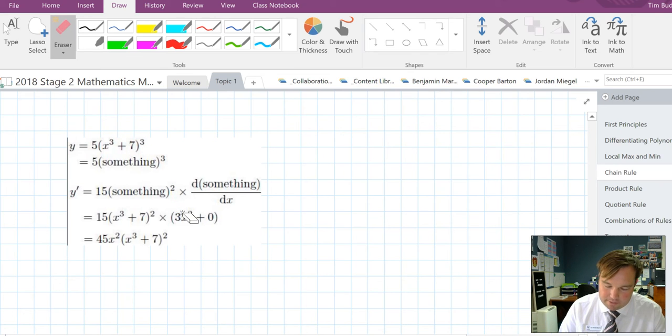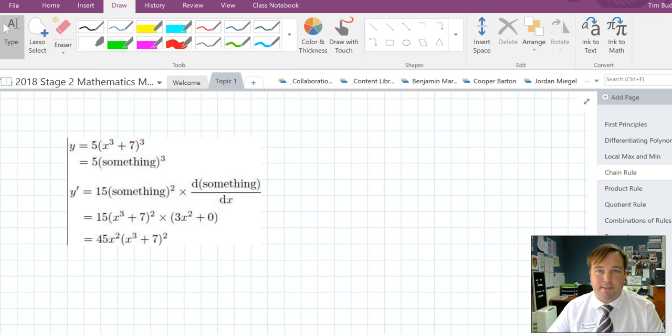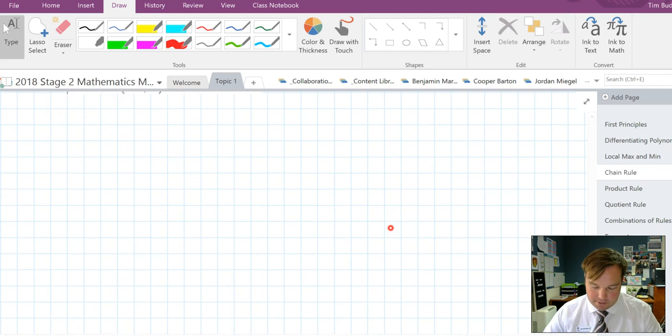Now note that, yes, you could expand and simplify and solve just like an ordinary polynomial, but it takes too much time. And also it doesn't work when we use sine and cosine and logs later on, so you must learn to use the chain rule for these.